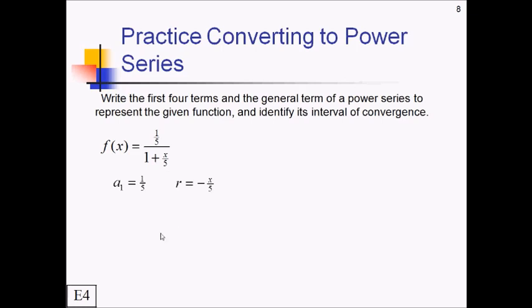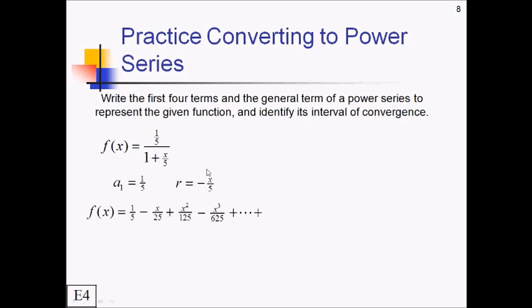So for our first term, we've got just 1/5. And now we're going to multiply by -x/5 each time. So our next term will be -x/25 plus x squared over 125 minus x cubed over 625 plus ... And now we have to figure out that tricky general term.